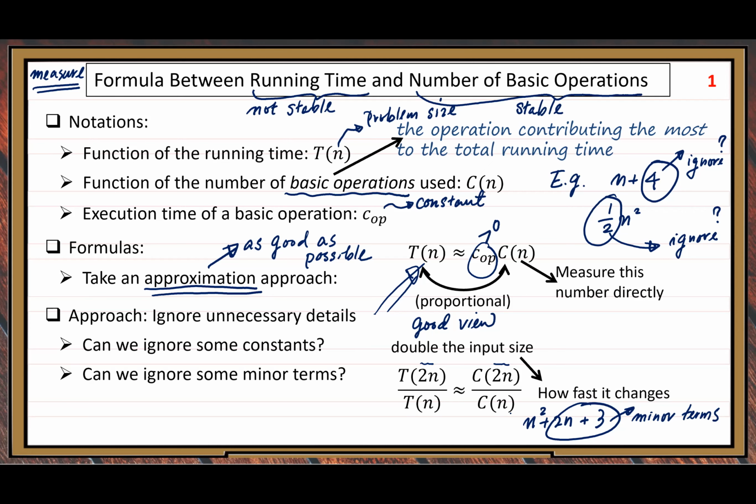All right, so how fast the measure function changes when the problem size is doubled. That gives us a good reason to ignore this kind of constant, because when we take the ratio, it's gone. That tells us we have a good reason to ignore this kind of constant.